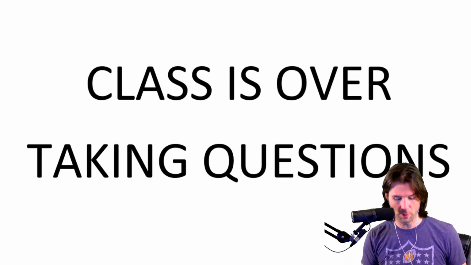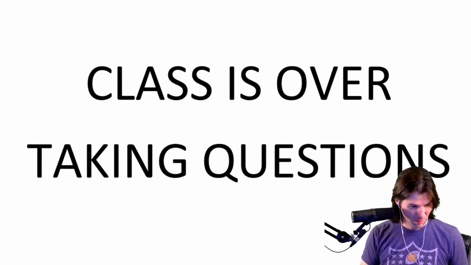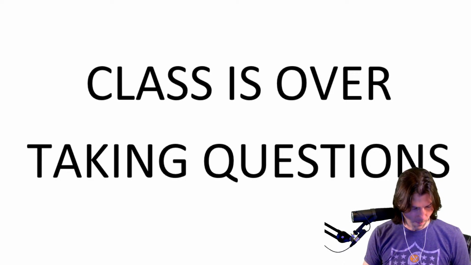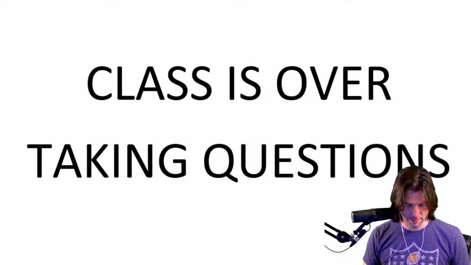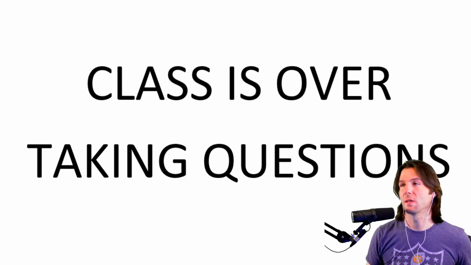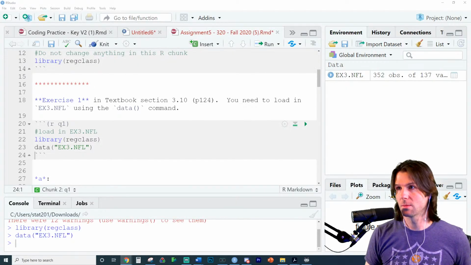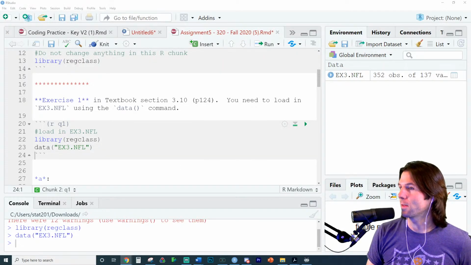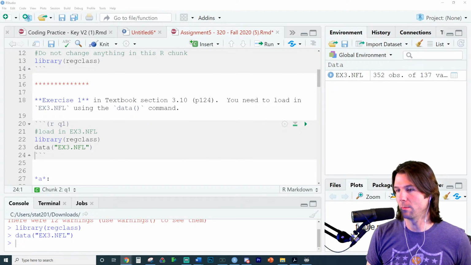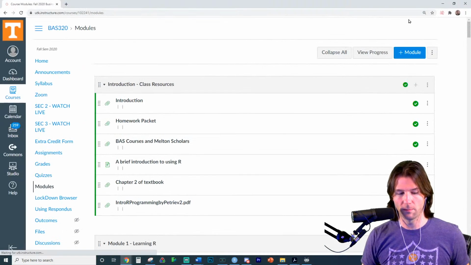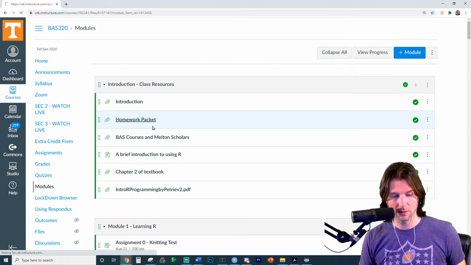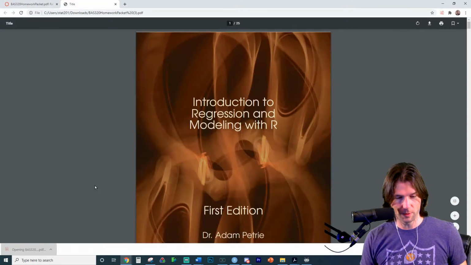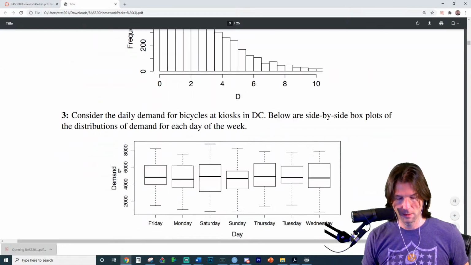Let me do homework packet. It's so hard to find the homework packet. If you're looking for it, I'll show you where it's at. The homework packet is going to be under the modules. So if we go over here to modules and go to homework packet, and then we download right here, and then we just open it up, and we can view the homework packet.